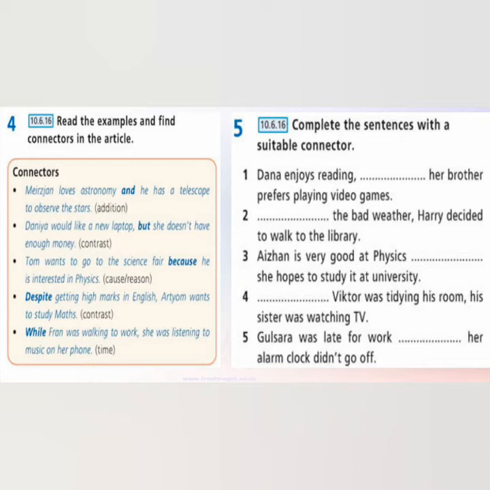Tom wants to go to the science fair because he is interested in physics. Cause, reason. Despite getting high marks in English, Artyom wants to study math. Contrast. While Fran was walking to work, she was listening to music on her phone. Time.